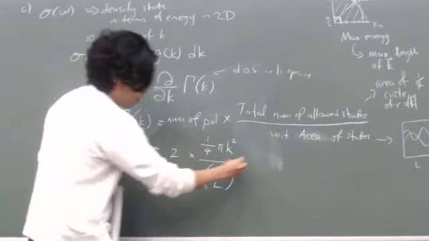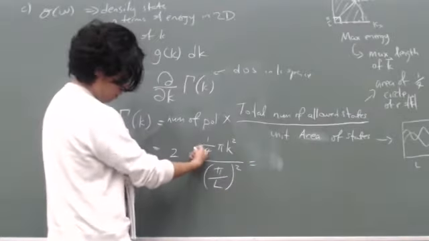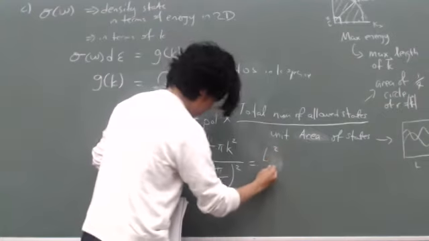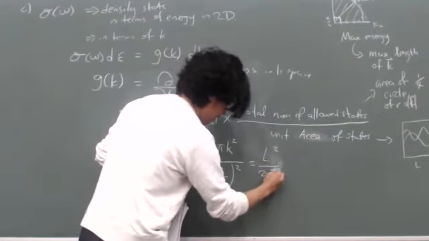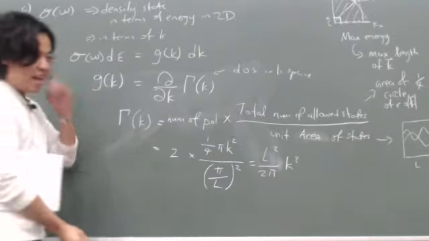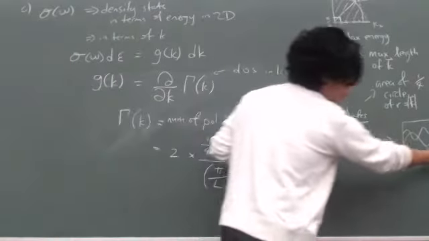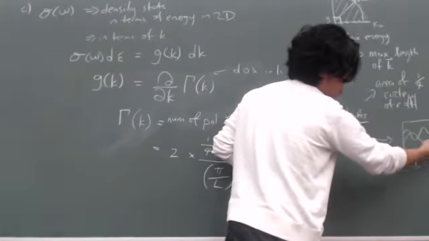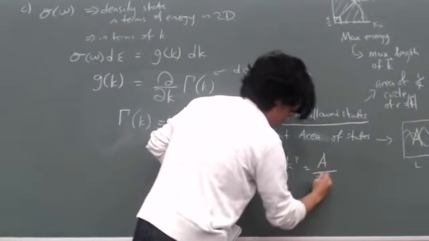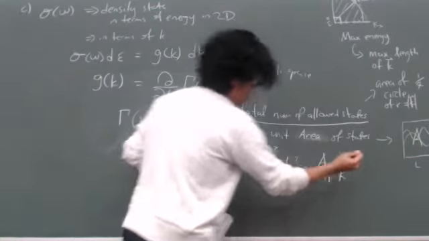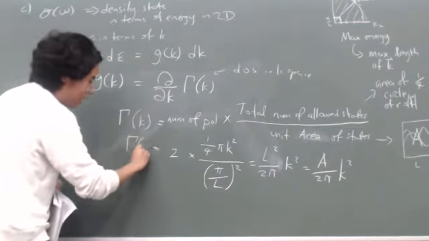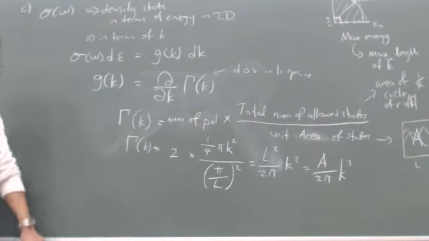Okay, so simplifying, this becomes 1/2 L squared on 2 pi K squared. And since our real box has side length L, L squared is just the total area A. So this is also just A divided by 2 pi K squared. All this effort is just to get this gamma K, which is the density of states.